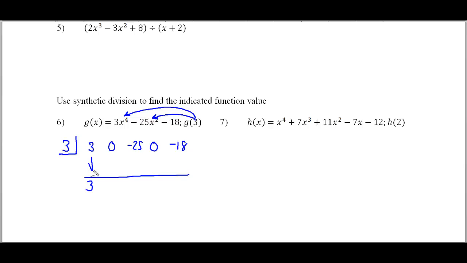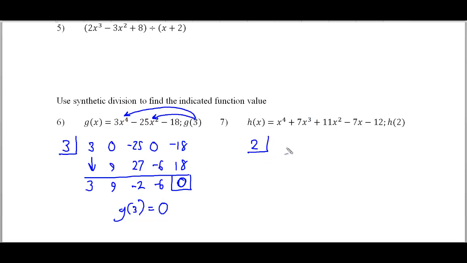Drop the 3 from here. 3 times 3 is 9. Add these up, which makes 9. 3 times 9 is 27, which makes negative 2. 3 times negative 2 is negative 6. Add this up, negative 6. 3 times negative 6 is negative 18, giving a result of 0. Our answer is 0. So g of 3 is 0. If I plug 3 into this equation, and we can check this by going 3 times 3 to the fourth power minus 25 times 3 to the second power minus 18, that would give us 0. Same thing goes over here.